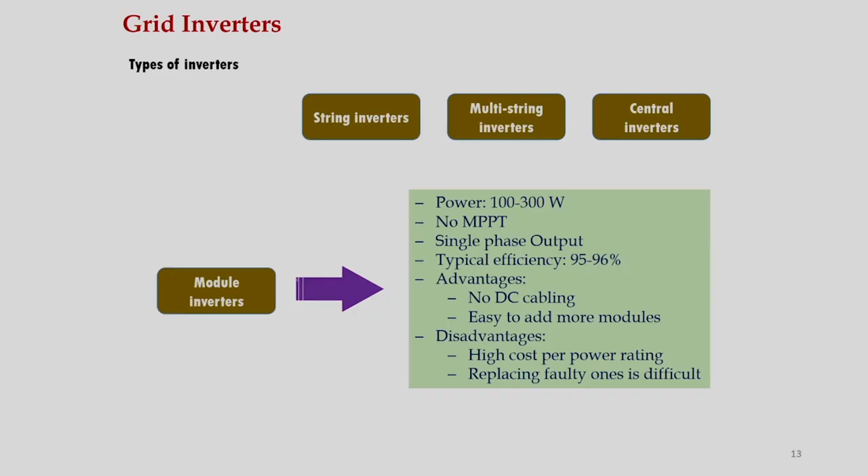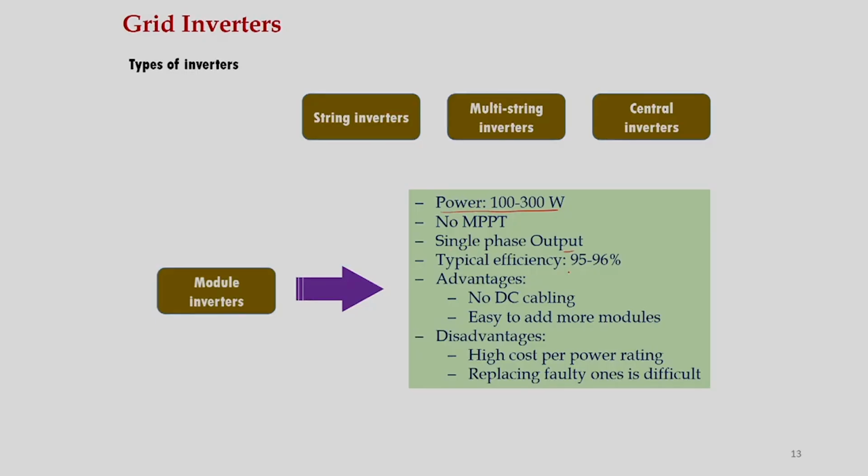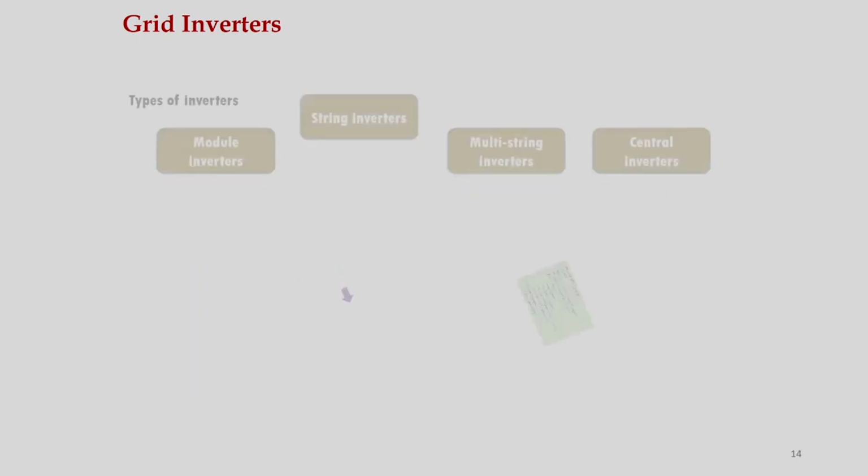Here in case of module inverters, the power varies from 100 to 300 watt, and no MPPT is attached in this kind of inverters, and of course, it is a single phase output, and the conversion efficiency is 95 to 96%. The advantages are no DC cabling is required and it is easy to add more modules. But the major disadvantages are high cost per power rating, which is important, and replacing a faulty one is difficult for this kind of inverters.